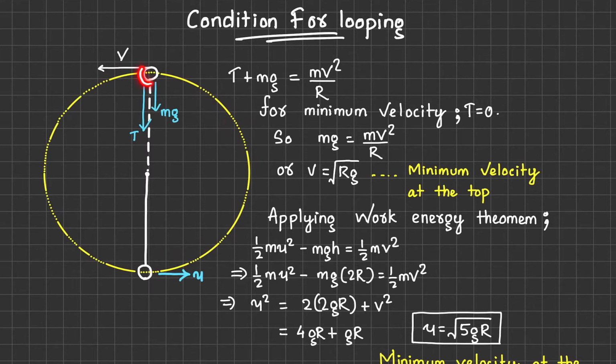Now if we check at the topmost point, T is vertically downward and mg is also vertically downward. So there are two forces, both vertically downward, and at the topmost point the necessary centripetal force will be provided by T plus mg. So for the topmost point we can write T plus mg equals mv square by r, where the velocity should be the velocity at the topmost point only. This is the equation which should be satisfied.